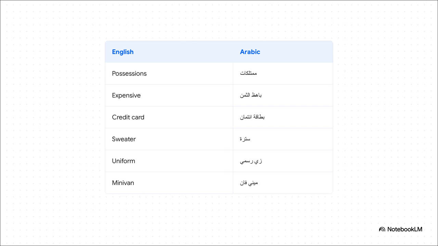Let's keep going with our second batch of words. Possessions, that's mumtalakat. You could say, my most important possessions are my books. Expensive, bahud al-thaman. For example, that car is too expensive. Then, credit card, bitaqatu i'timan. You might ask, can I pay by credit card? And we also heard a few specific items, like sweater, sutra, uniform, zi resmi, and a minivan. Remember, using these words in your own sentences is the absolute best way to make them stick.